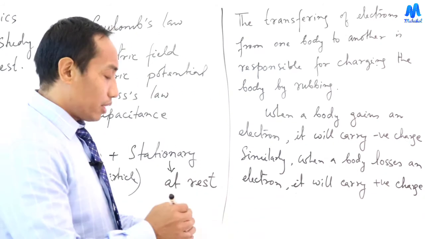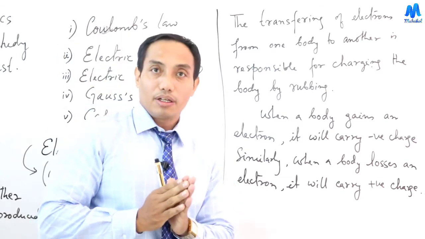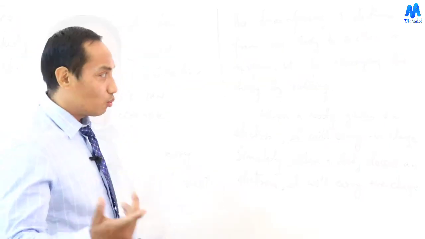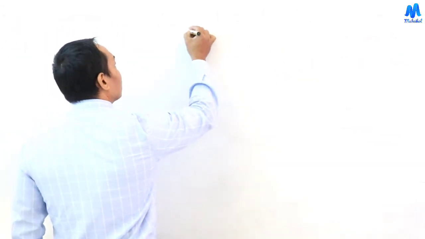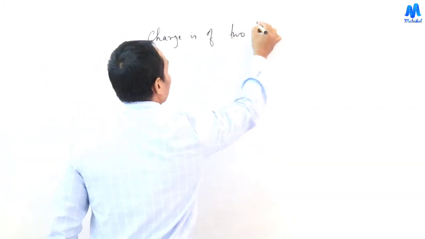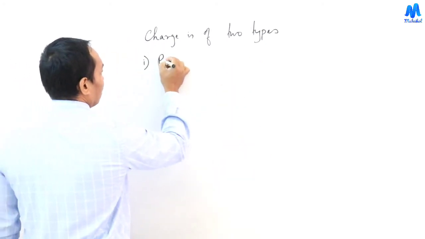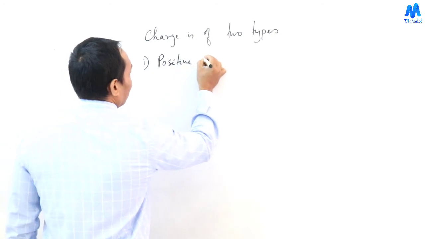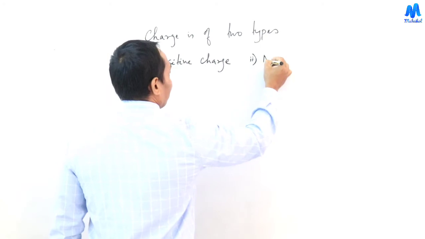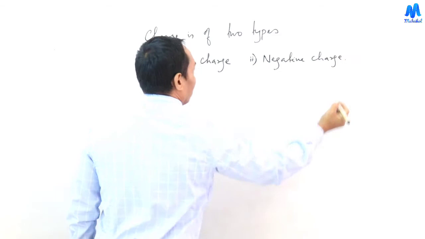So from this, charge may be divided into two types. So we may write like this: charge is of two types. Number 1, the positive charge. And Roman number 2, the negative charge.